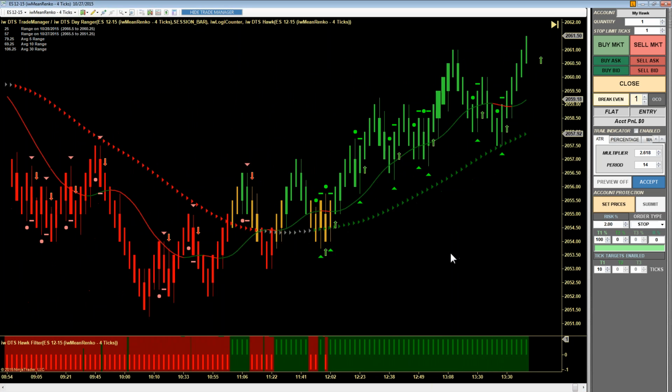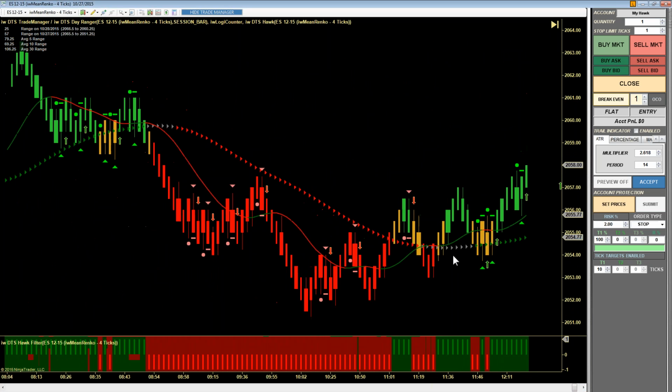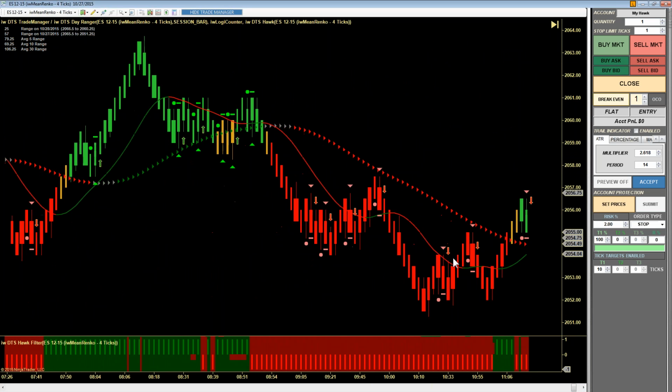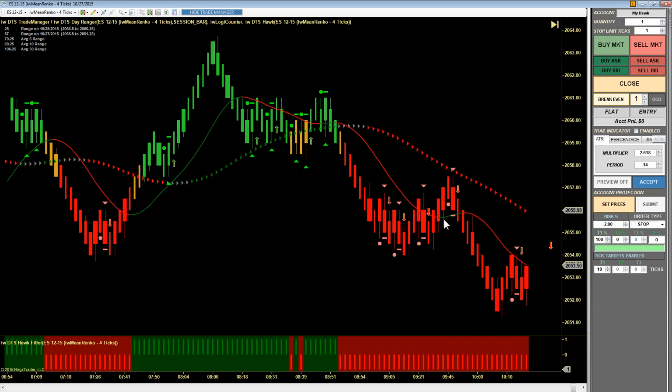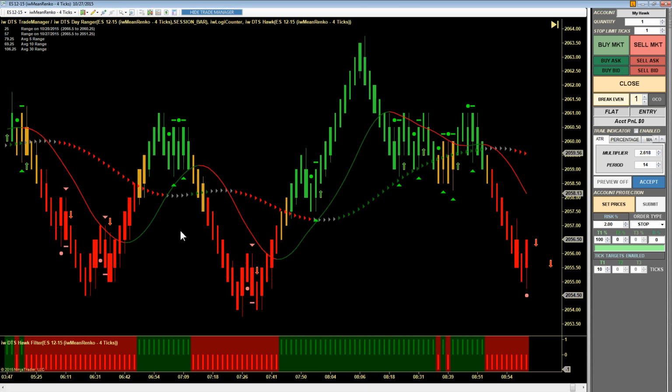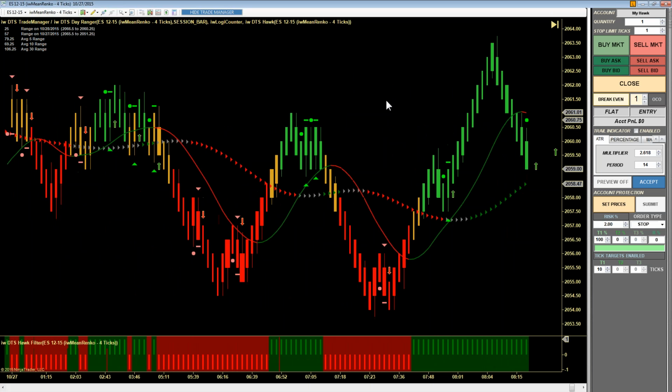This was yesterday in the E-mini. Very, very active day in the afternoon. Nice macro pullback signal there. The E-mini, of course, a little bit more subdued.